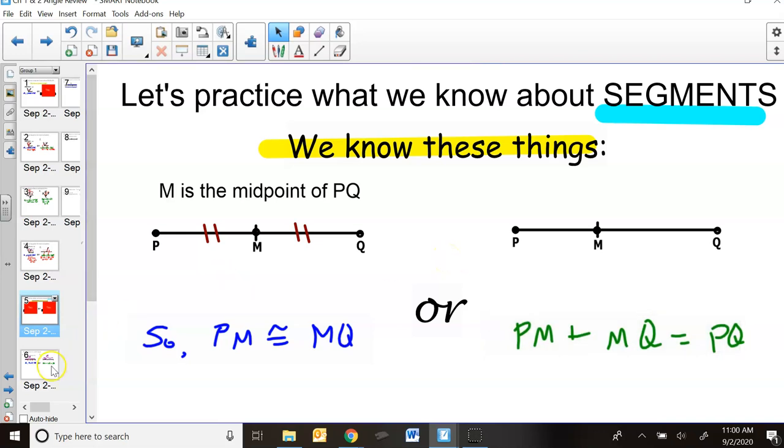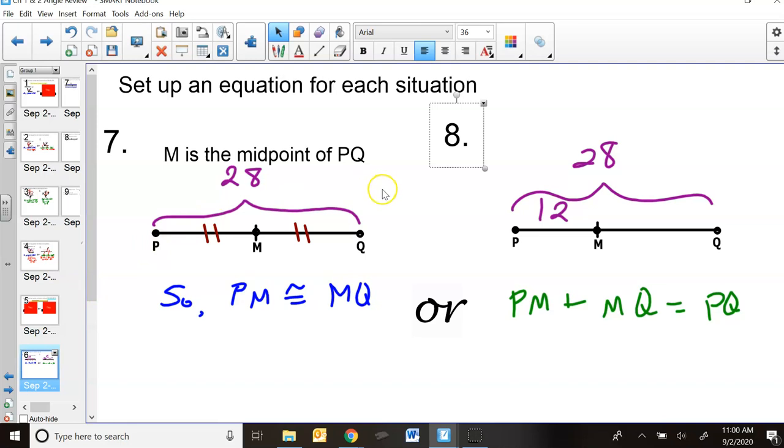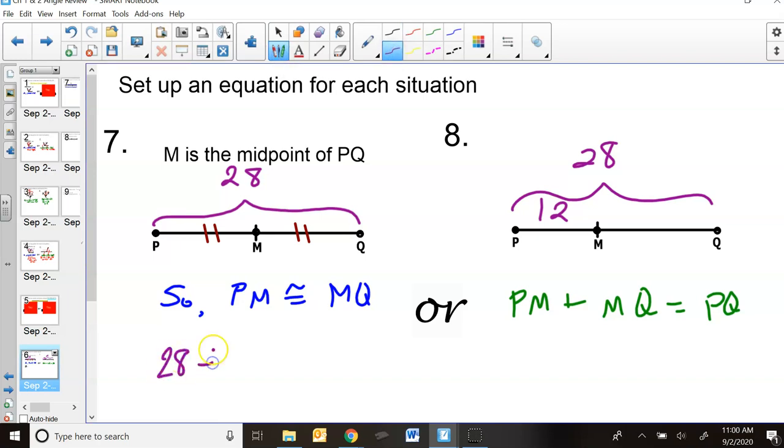Okay. So how do those look in problems? They look like this. Okay. M is the midpoint of PQ. And I tell you that the whole thing is 28. Okay, so take a minute to choose an equation that you could use to solve. Okay, hopefully you realize since there's two of these that are equal, that you can literally just take 28 divided by 2, and that should give you either one, PM or MQ.